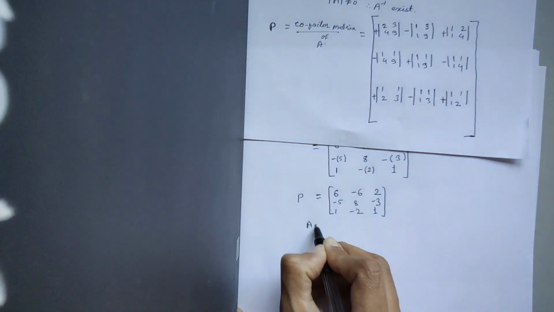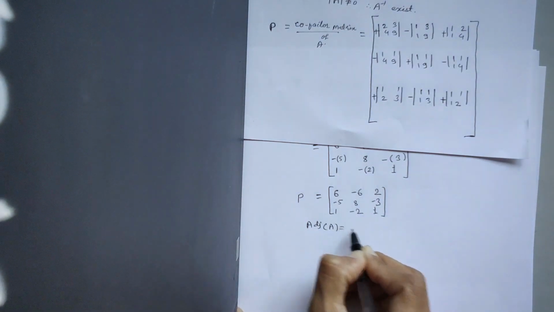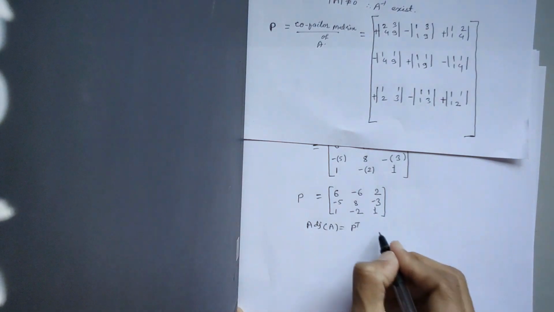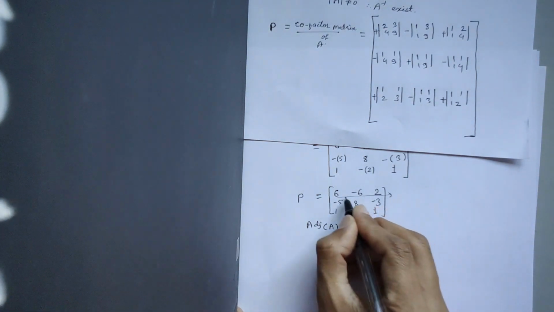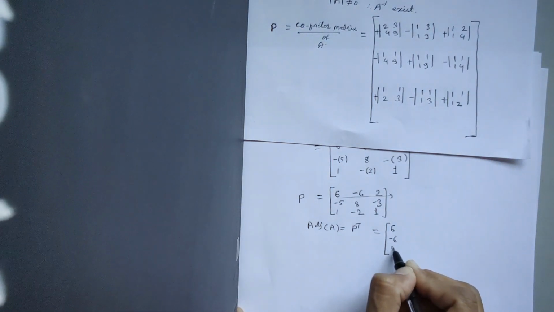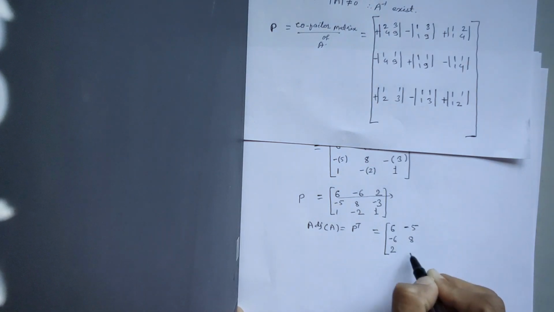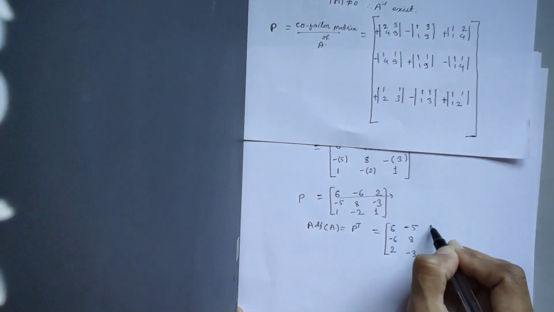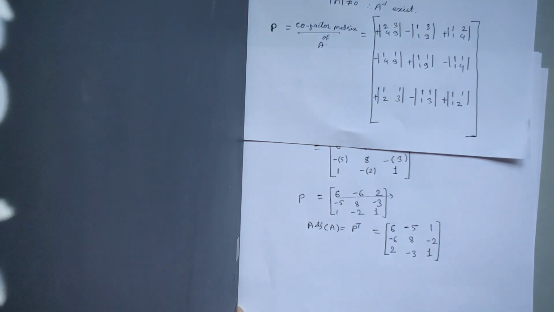All right. Now adjoint of A is the transpose of this matrix. So adjoint of A will be P transpose, which is nothing but just the transpose. This is my row, so it becomes a column: 6, -6, 2; -5, 8, -3; 1, -2, 1. Okay, this is my adjoint of A.